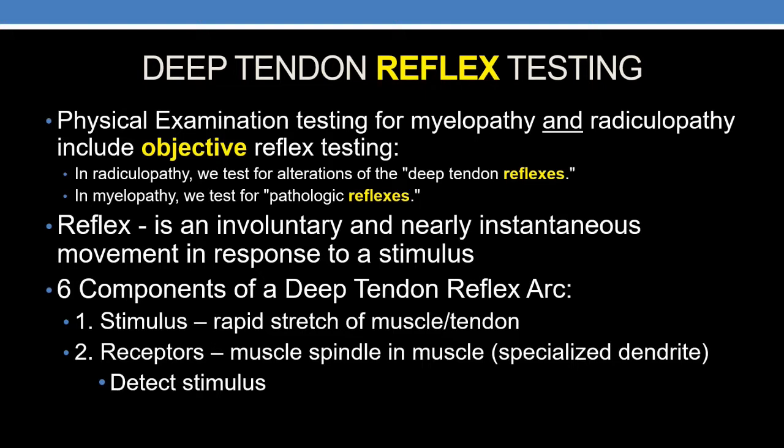Now, when it comes to radiculopathy, we're going to be testing for alterations of the deep tendon reflexes, and that will also give us some indication as to the possibility of the presence of myelopathy as well. So deep tendon reflexes have characteristic findings for radiculopathy, and they have characteristic findings for myelopathy. And then in addition, in cases of myelopathy, we're also going to employ some tests for the pathologic reflexes, and there's several different types of pathologic reflexes, and we'll go over those here as well.